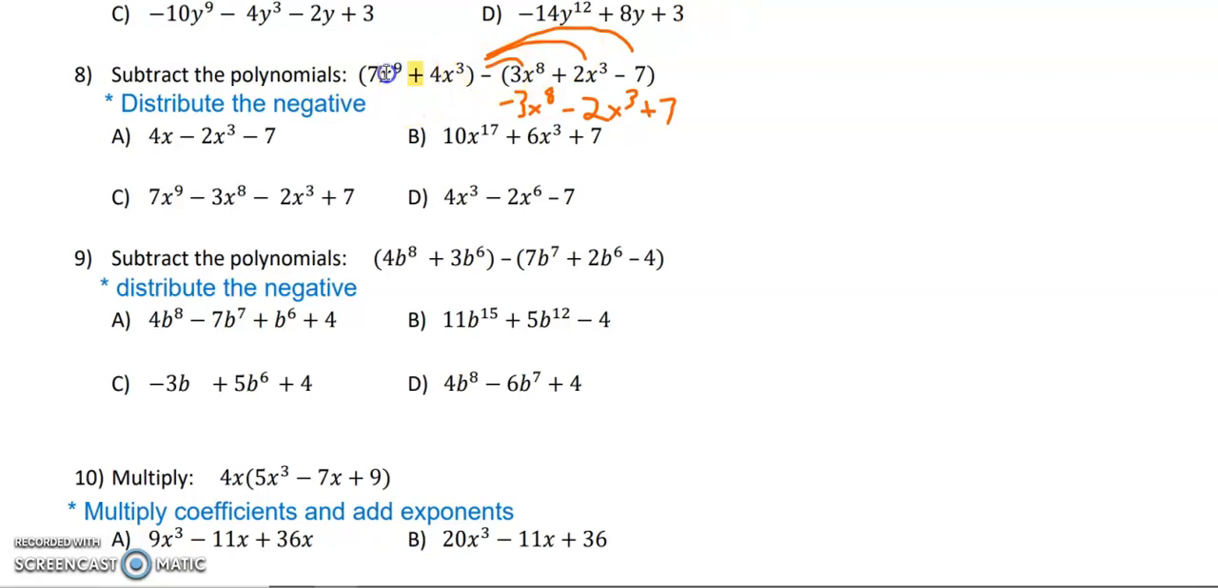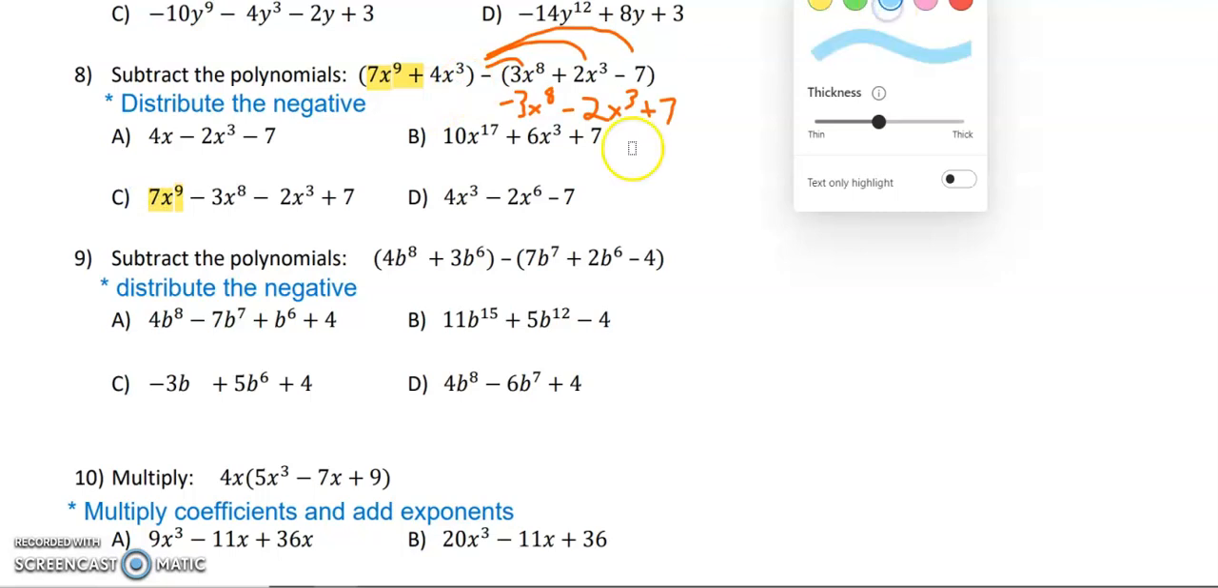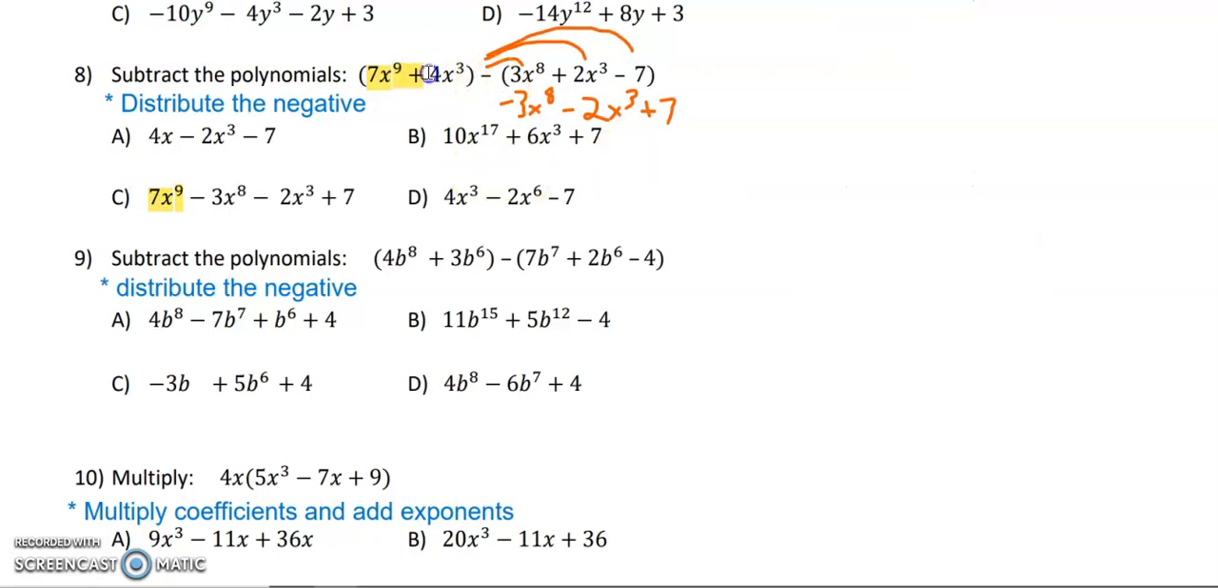So first I need to look for my highest term. That's going to be 7x to the 9th, which I see here. So I have 7x to the 9th. And then I have 4x to the 3rd with the negative 2x to the 3rd. So I can combine these two. They're like terms. So 4 minus 2, that's going to become negative 2x to the 3rd.